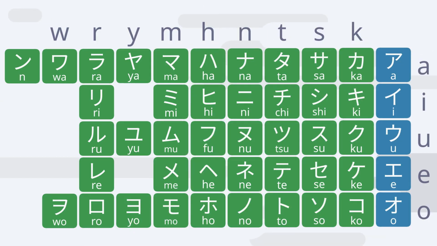We learned the characters A, I, U, E, O. In the next lesson, we'll learn the characters Ka, Ki, Ku, Ke, Ko.